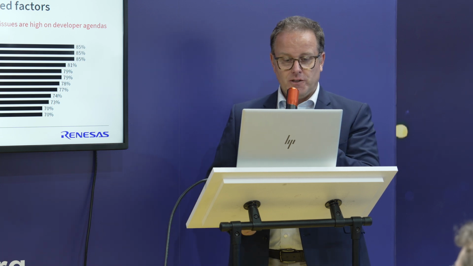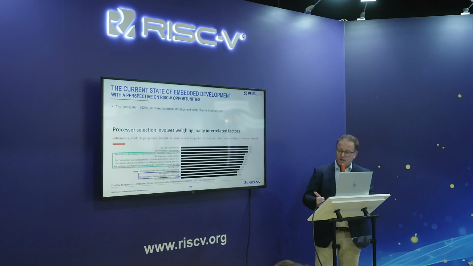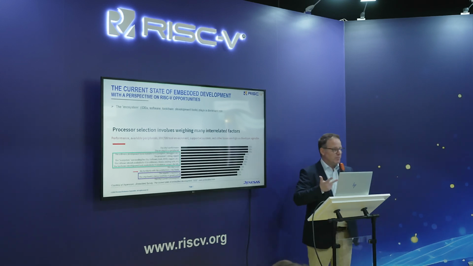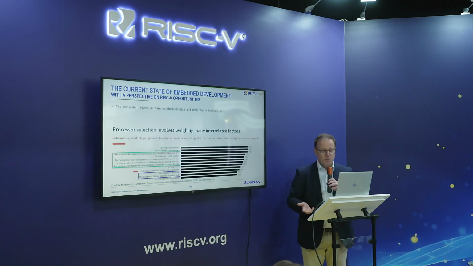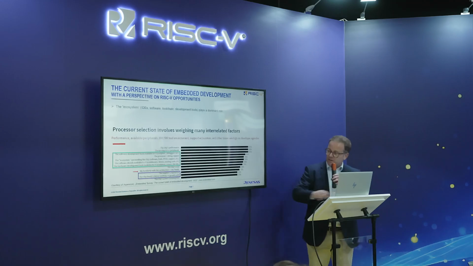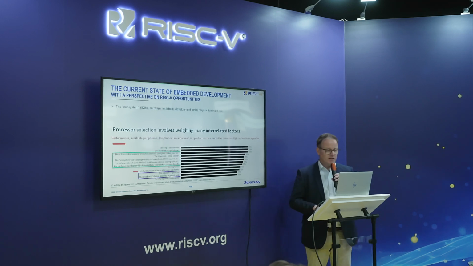So the first point is that the ecosystem is really playing a dominant role. In fact, if you look at the top two topics, chip performance, IOs and peripherals, that is kind of obvious. To implement your system, you need to have the interfaces that you need, and you need to be able to achieve the performance that is required. But all the ones in the green box are related to ecosystem topics.